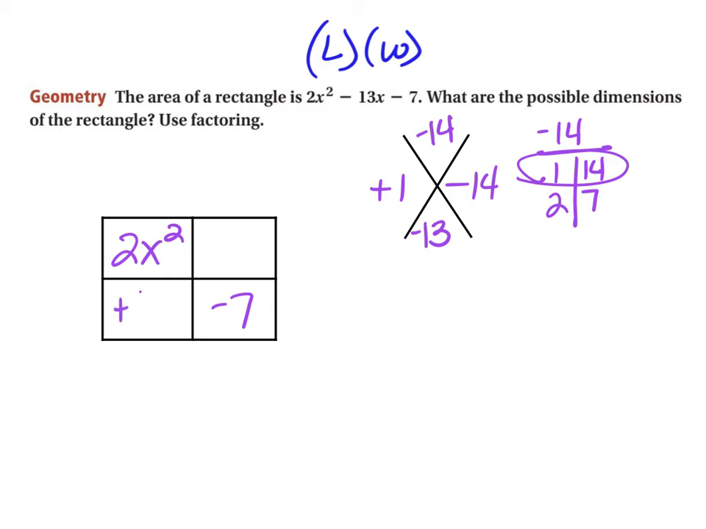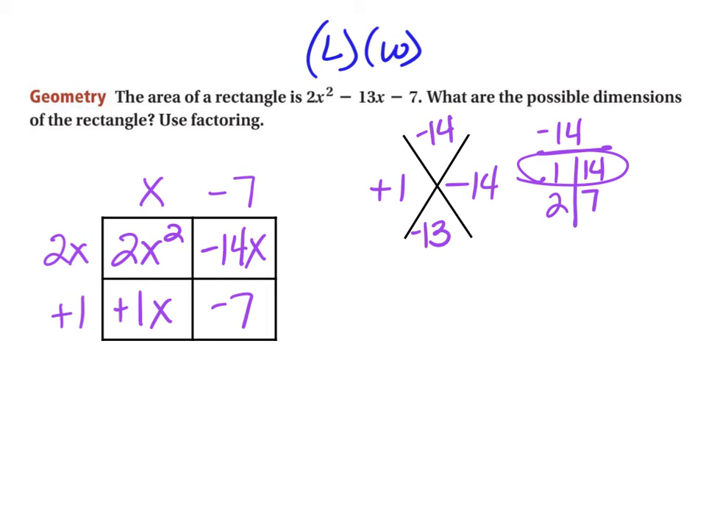So positive 1x, and I'm just doing that for now, and then a -14x. First column, I'm factoring out an x. For the second column, it looks like I'm going to factor out a -7. But let's see what we can do on those rows. So this looks like 2x, makes sense. And this looks like it's, let's say +1.